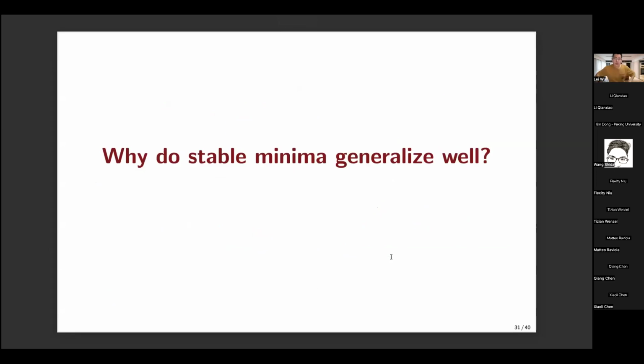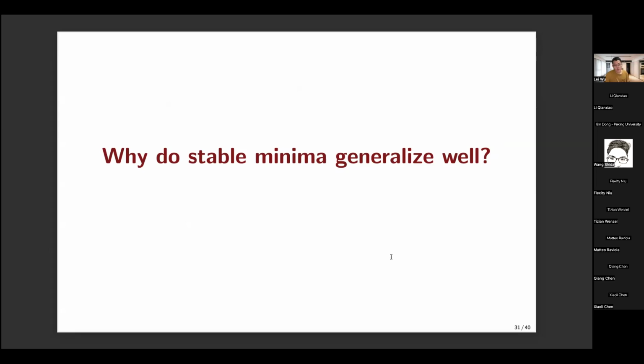So our stability argument explains why SGD and GD prefer flat minima, and we also see that the stability means that GD and SGD both prefer flat minima, but the flatness and sharpness are measured in different matrices. Then the next question is, because our ultimate objective is to understand the regularization.